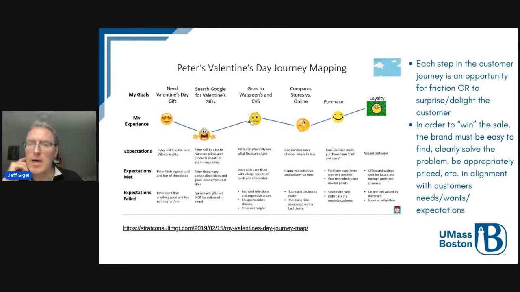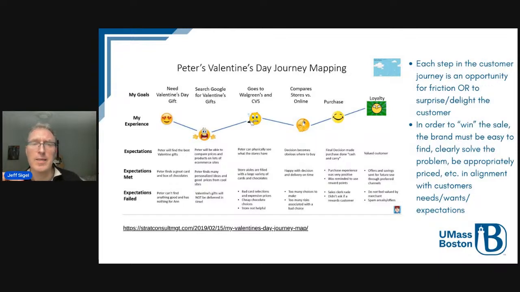So I thought I would share with you an example of a customer journey map that I found online. I specifically chose this one because it relates to the experience that I had when I was working at the Hershey company, working on candy and chocolate. This one was a mapping of the consumer journey around buying gifts for Valentine's Day. Here, this person named Peter is buying a Valentine's Day gift for someone, and he goes through his journey.